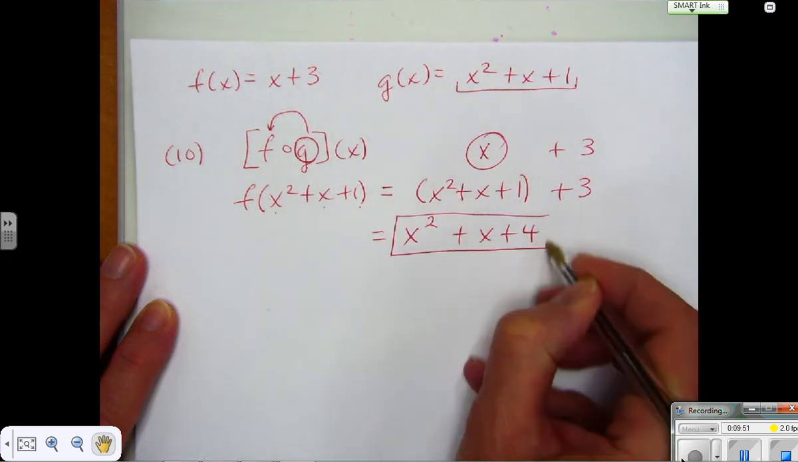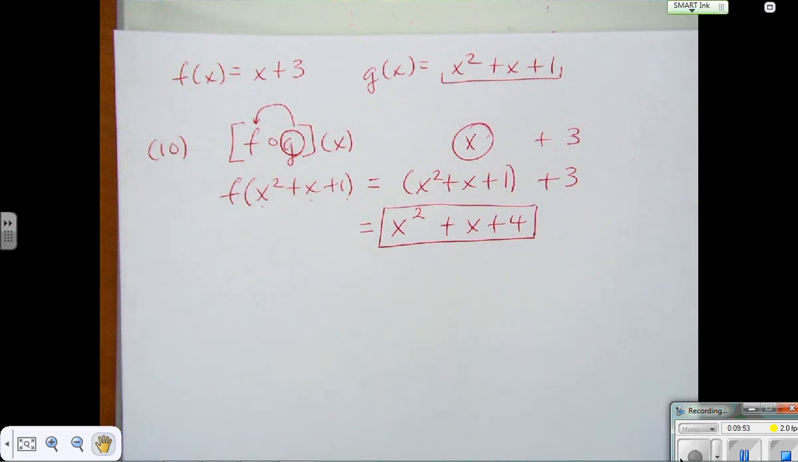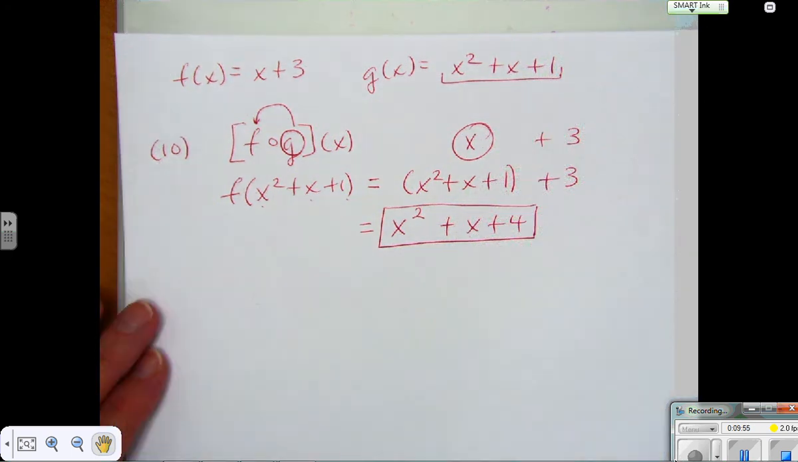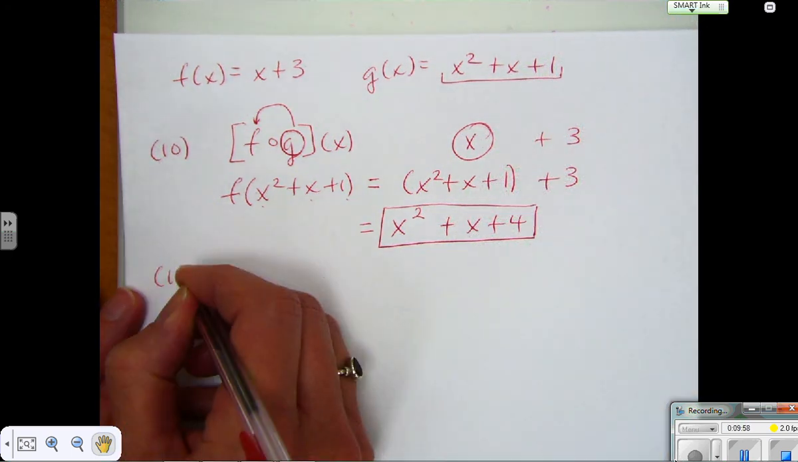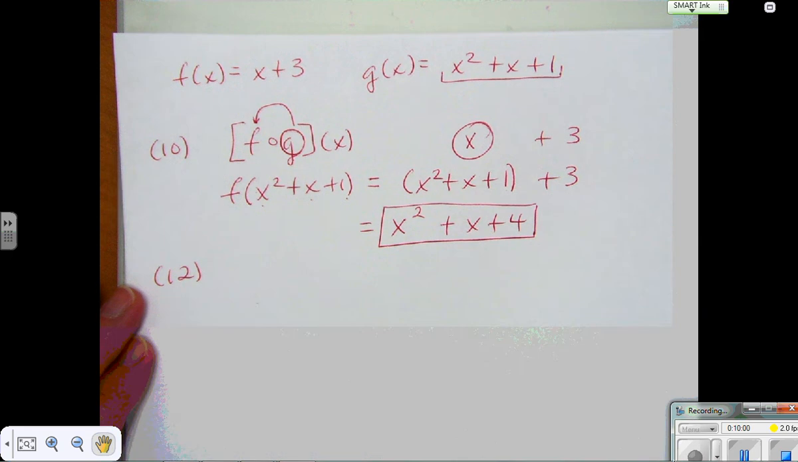Okay, so let's look at number 12. We're going to do that one, and then we'll be done for today. And if you guys have questions, you need to make sure and bring them with you tomorrow. And maybe I can do another example at the bottom of the page.